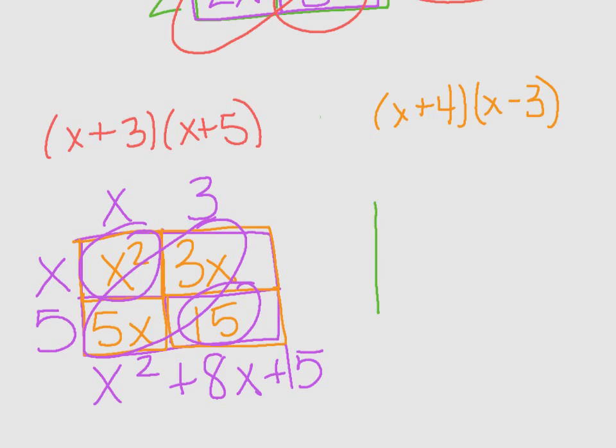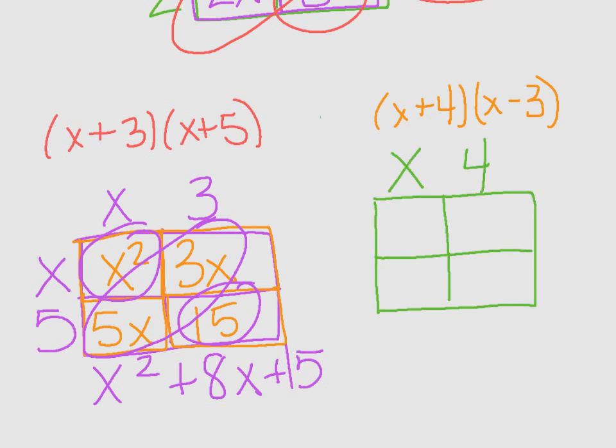Looking at our third example, we need to be careful when we're labeling our sides. On the top I'm going to multiply x plus 4, but notice I'm multiplying that by the quantity of x minus 3. So on the left hand side I'm going to put my x on top and my minus 3 on the bottom.